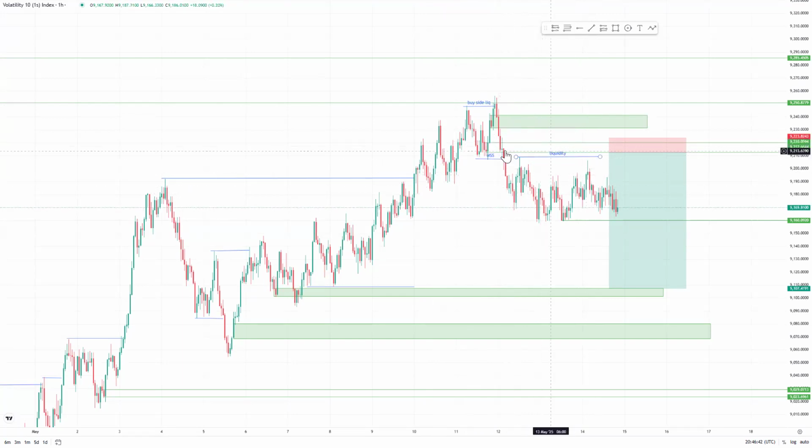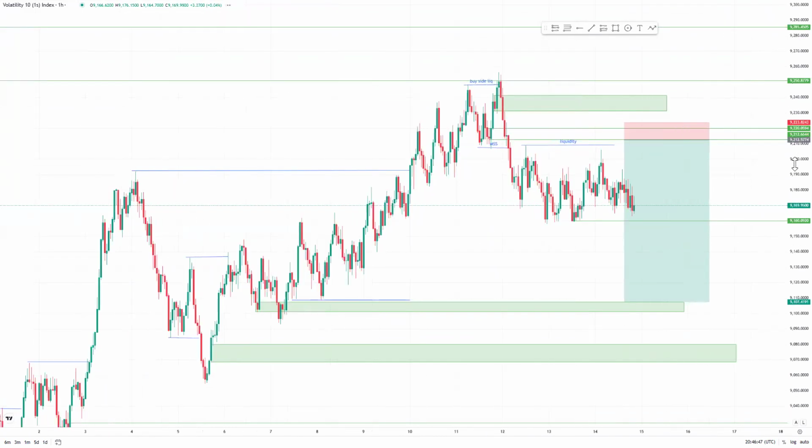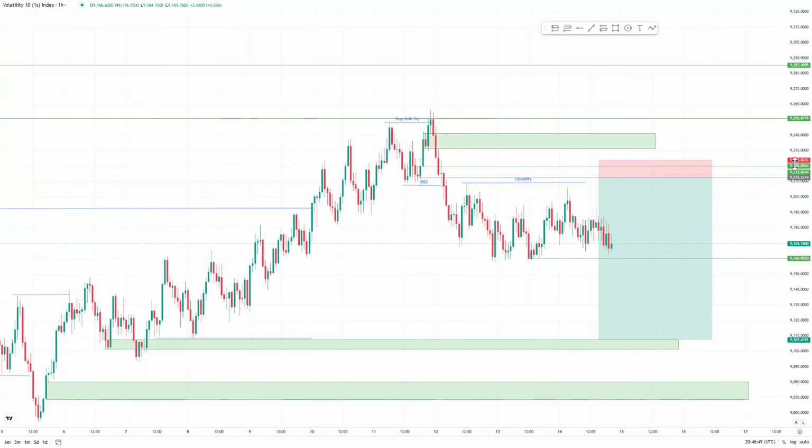Now, what do you need to do? You mark a zone that is closer to your liquidity. The zone that is closer to your liquidity is the one you are interested in. The closest zone to liquidity after price takes out this liquidity is this failed order block here. So you mark it out.